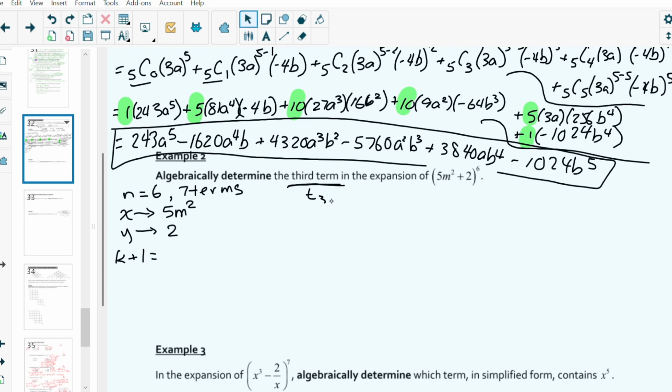We're looking for the third term. Okay, so k plus 1 equals 3. So solve for k equals 2. This is an important value to keep in mind. k equals 2. This is like your r value that we talked about in the previous lesson. Okay, so now that we have all of these, let's rewrite the formula for a particular term of a binomial expansion. Okay, follow this formula.